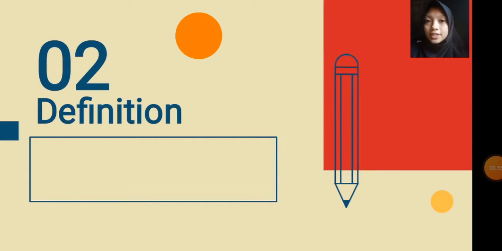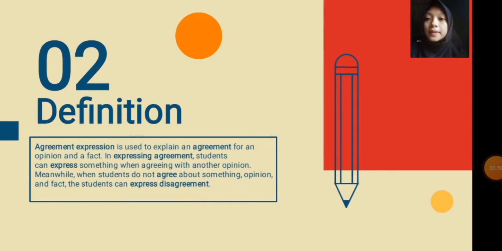Next is definition. The definition of agreement expression is used to explain an agreement for an opinion and fact. In expressing agreement, students can express something when agreeing with another opinion. Meanwhile, when students do not agree about something, opinion, or fact, the student can use disagree expression. The simple one is if you agree with anything, you can use agreement expression, and if you disagree with anything, you can use disagree expression.